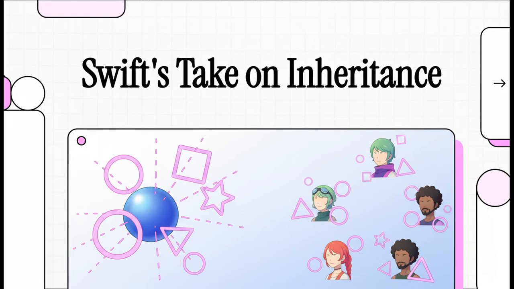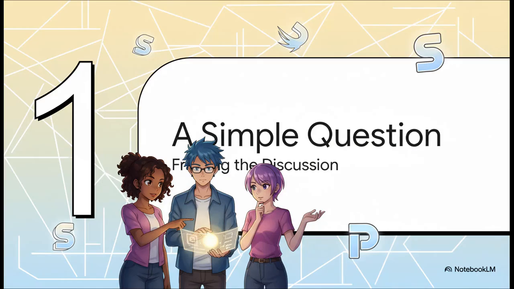All right, let's talk about something that trips up so many developers when they first jump into Swift, especially if they're coming from a language like C++ or Python. I'm talking about inheritance. Today, we're going to unpack Swift's really intentional and frankly very clever approach to how our objects get their powers. So let's get right into it.